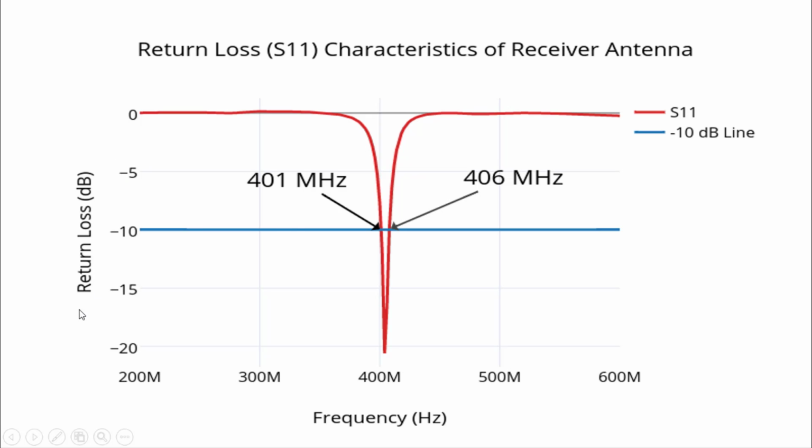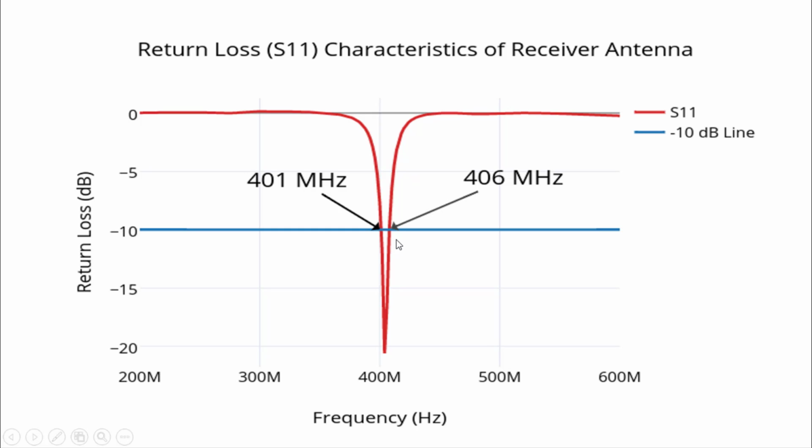Okay, we have the return loss in decibels as a function of frequency in hertz. So this antenna has a return loss below minus 10 decibels from 401 megahertz to 406 megahertz. So this antenna is not ultra wideband. We cannot talk about the ultra wideband characteristic for this antenna.